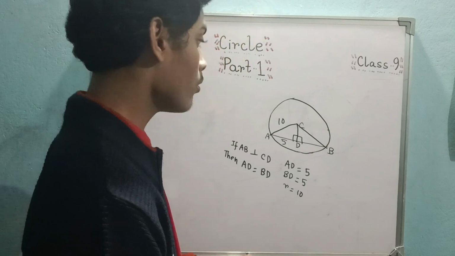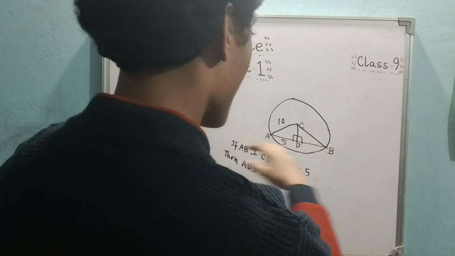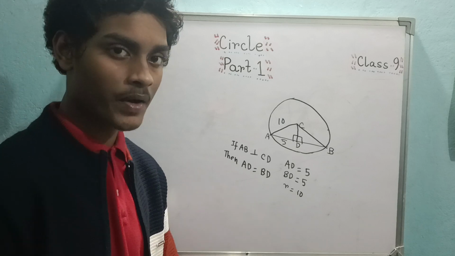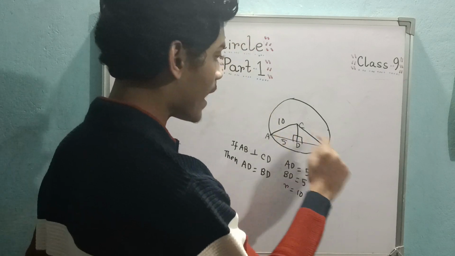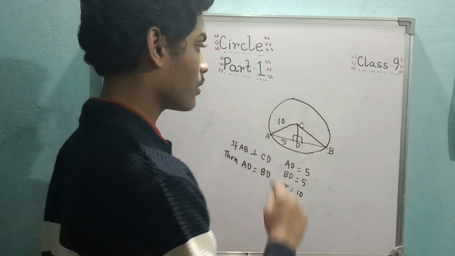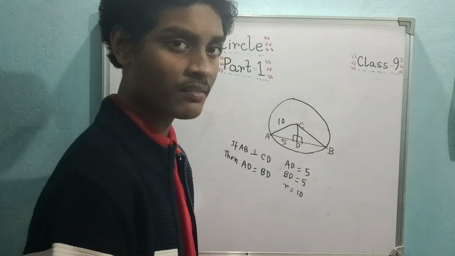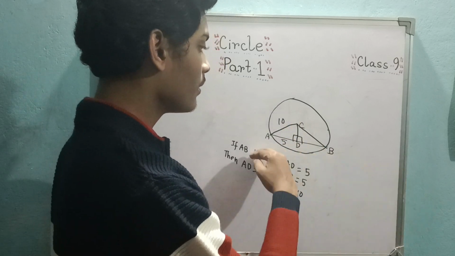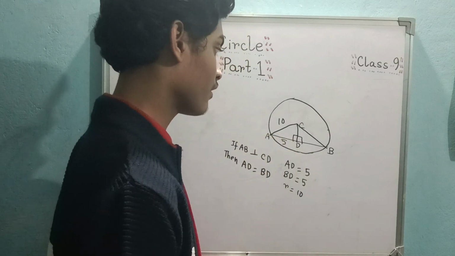So you have to remember this concept: in a circle, if you have a chord and from the center you draw a perpendicular, the chord gets divided into two equal parts. And due to that perpendicular, two right angle triangles are formed, where your radius is from the center to any point on the circumference. Here A is also a point on the circumference. CA and CB are radius. And AD is equal to BD because the perpendicular divides the chord into two equal parts. Then you see two right angle triangles are formed.